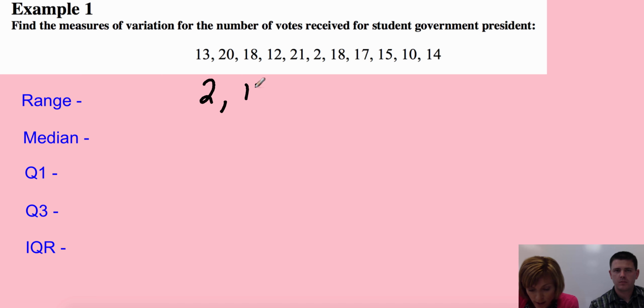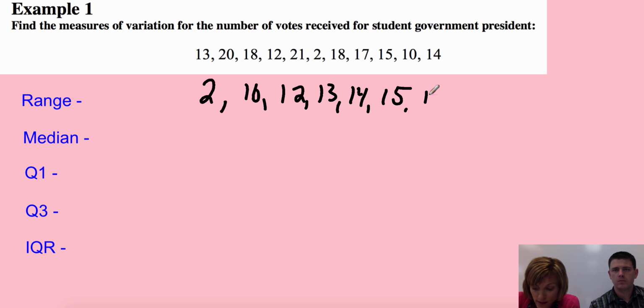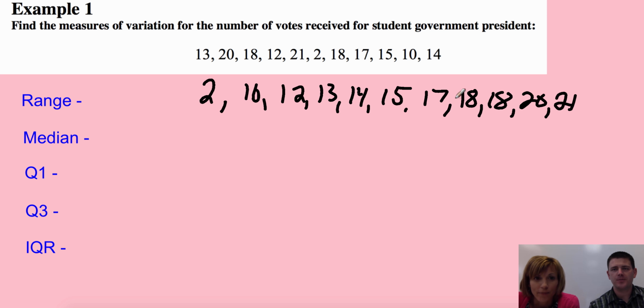So you'll have a 2, 10, 12, 13, 14, 15, 17, two 18s, a 20, and a 21. Sorry, I'm a little slow. All right, then the high minus the low, so it would be 21 minus 2 for the range, which gives you a total of 19.